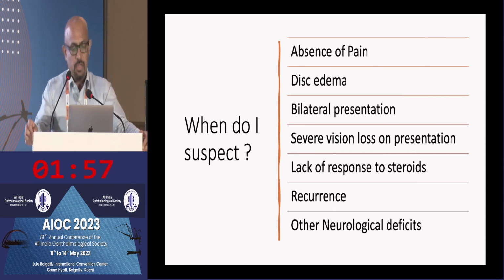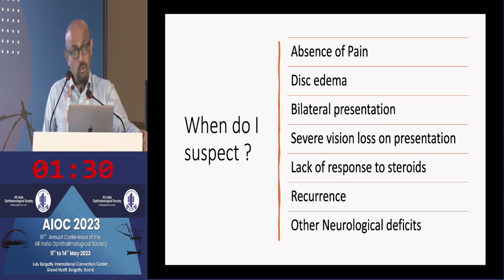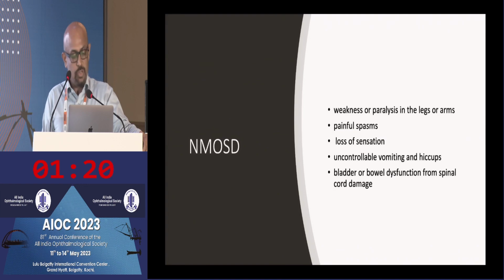So when do I suspect, in children or in adults, that I'm dealing with antibody-mediated optic neuritis? Pain seems to be much more common in typical optic neuritis versus antibody-mediated optic neuritis. Disc edema, bilateral presentation, or a severe vision loss on presentation are features of NMO or MOG. They don't respond to steroids so readily. So it might take 3-4 weeks for a patient to come back to normal. In these patients, unlike typical optic neuritis, some may not recover any visual acuity.